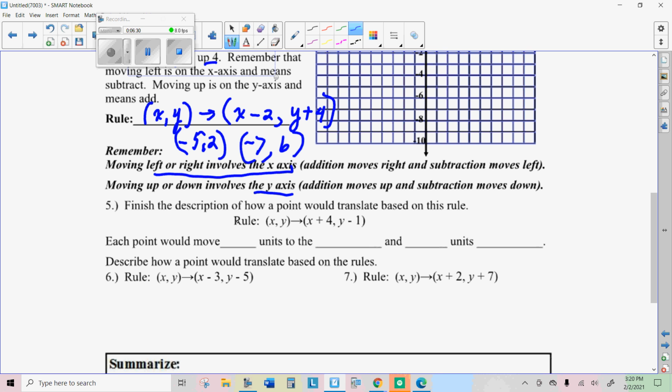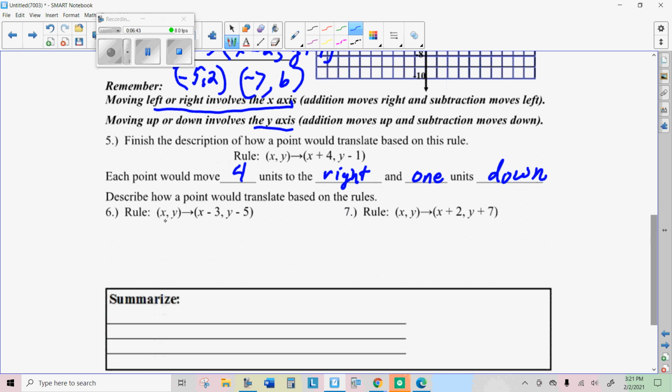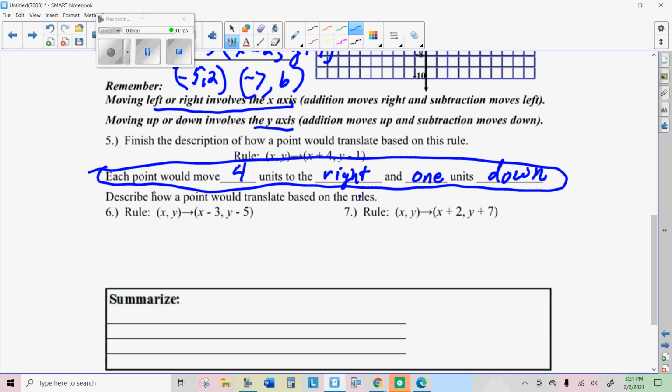Finish the description of how a point would translate based on this rule. Go ahead and fill in the blanks. Did you get that? Describe how a point would translate based on these rules. Write a sentence like this for each of those. Say each point would move blank units to the left or right and blank units up or down.